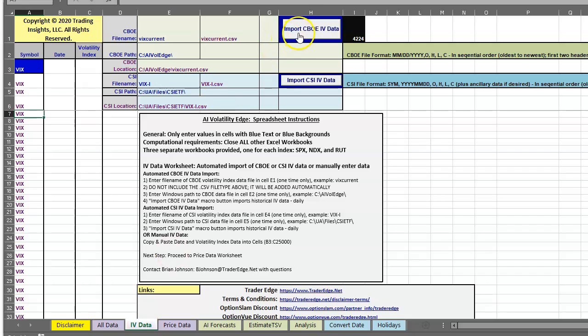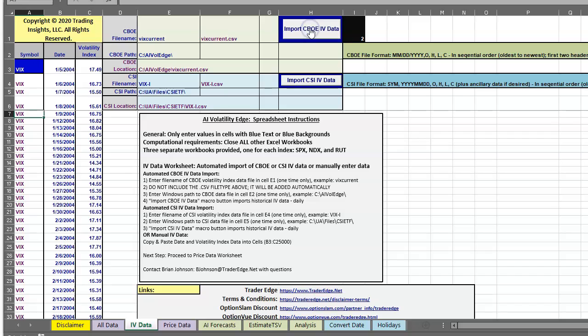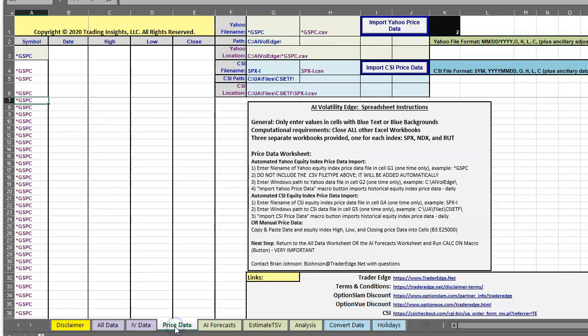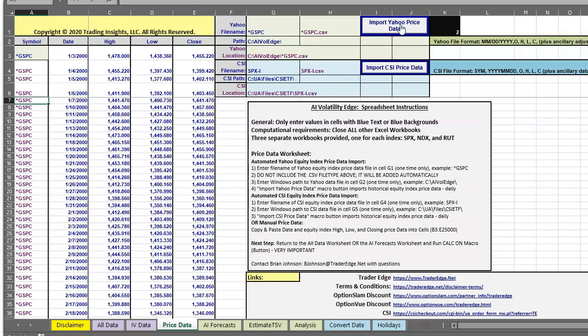From the IV Data tab, I'm going to use the free data option. Again, this is discussed in detail in the second video. So we're going to import the CBOE IV data, which is required for our analysis. We're going to move to the Price Data tab, where you're going to input the Yahoo price data, which has been previously downloaded from Yahoo. And that populates those fields.